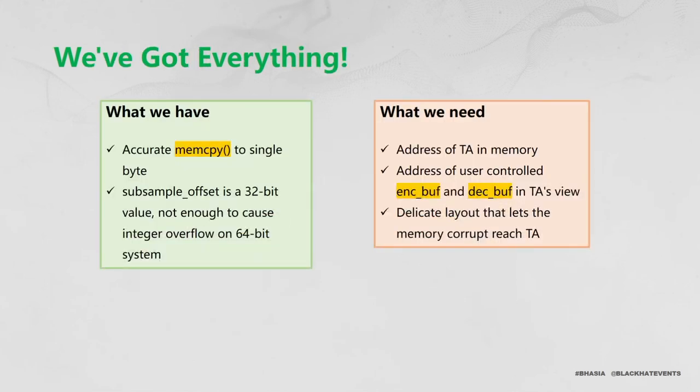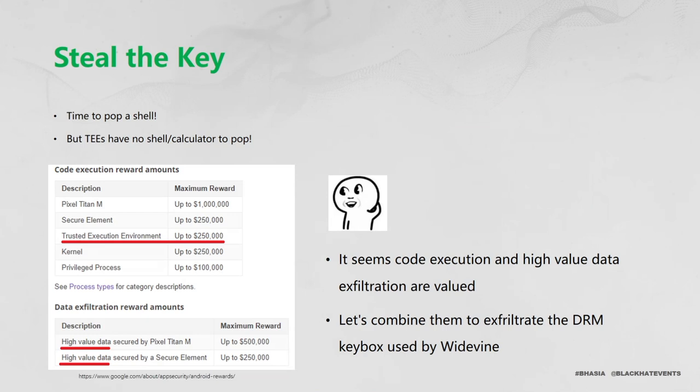So we have got everything, and we have a read and write primitive. It's time to pop a shell, I think. However, in the TEEs, there is no shell nor calculators to pop. So what should we do to show that we have achieved the exploit? And I found this: it seems that the vendors value high value data exfiltration as well as code execution. So I think we can use code execution to exfiltrate high value data from Widevine.